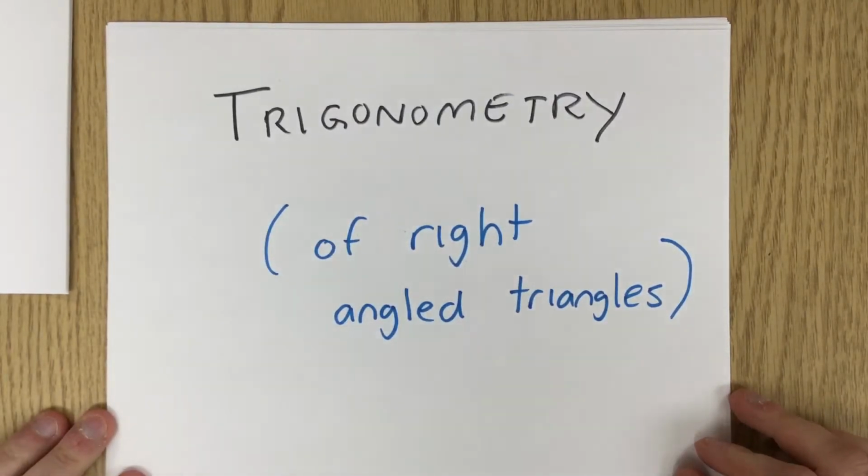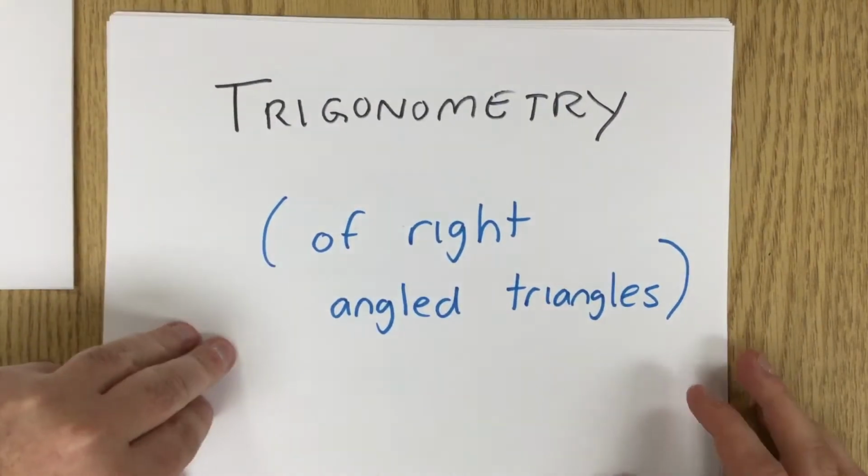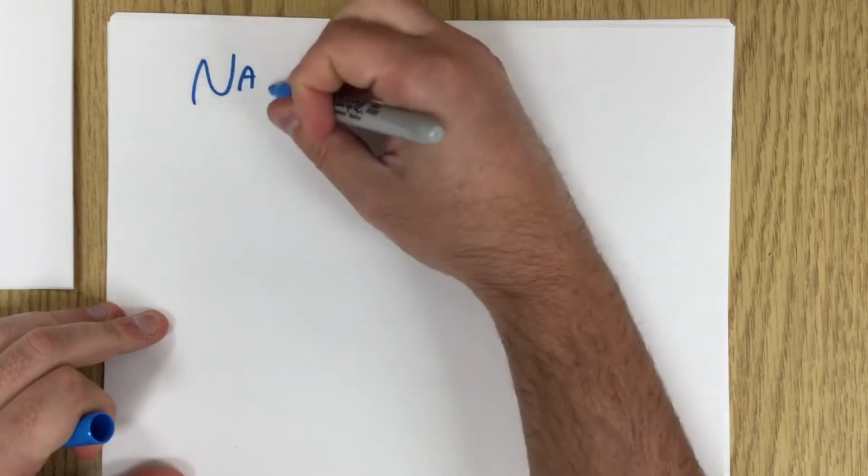We're going to be starting the trigonometry, and trigonometry is the geometry of triangles. Specifically, we're going to be doing the trigonometry of right angle triangles for this and the next couple of lessons. So part one, we're going to have to talk about naming first.